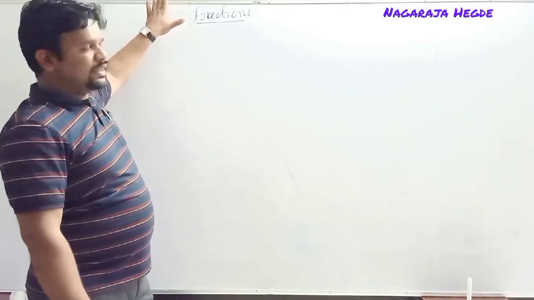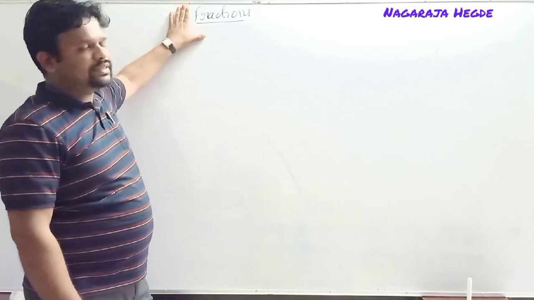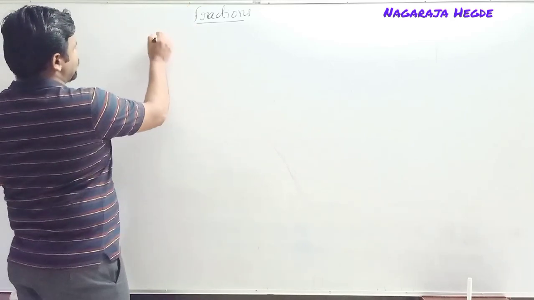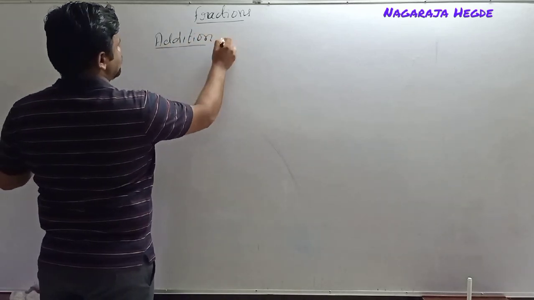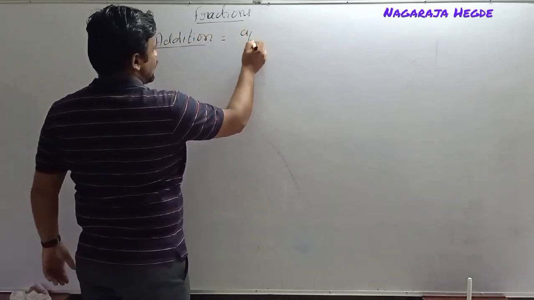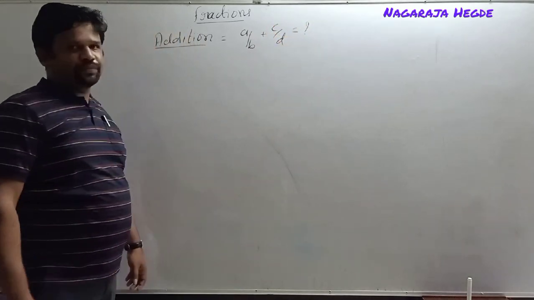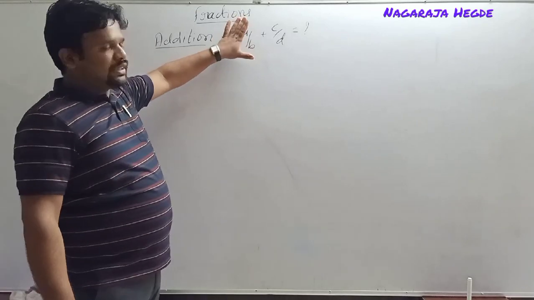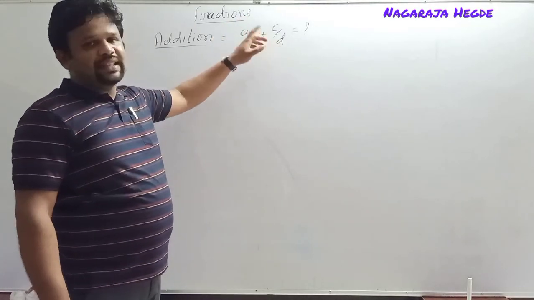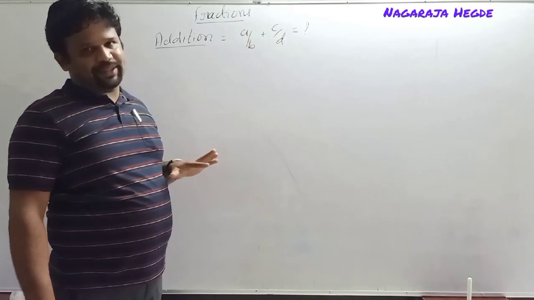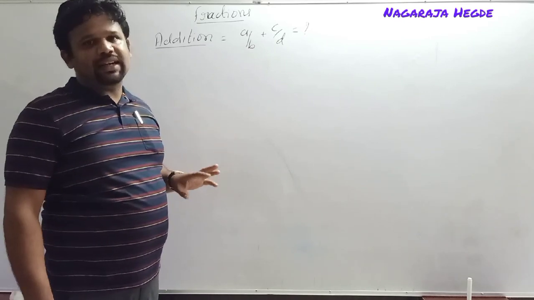Now let us discuss addition, subtraction, multiplication and division in these fractions. Addition: how to add two fractions. For example, if you have a/b plus c/d, how to add these two fractions? In this case, there are two steps. Step 1: if b and d, that is the denominators of both the fractions, are the same, then we can directly add the numerators.